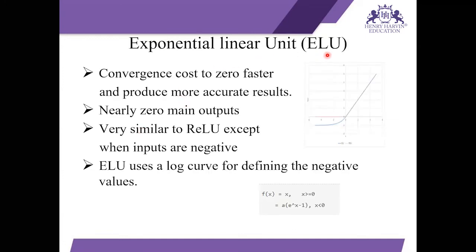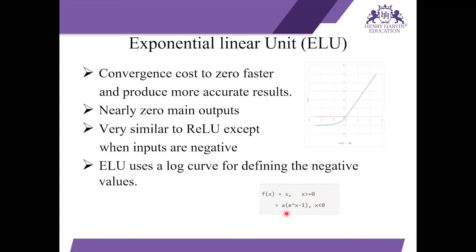Exponential linear unit, ELU. Convergence to 0 is faster and it produces more accurate results, with nearly zero mean outputs. It is very similar to ReLU except when inputs are negative, and ELU uses a log curve for defining the negative values. So f of x is equal to x when x is greater than 0, like all the cases, but it is equal to a into e power x minus 1 when x is less than 0, right?